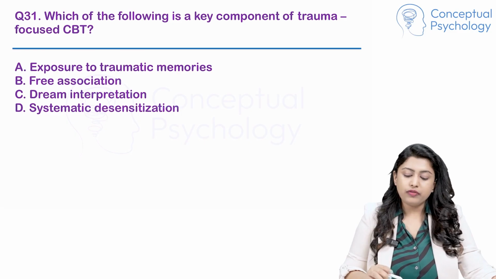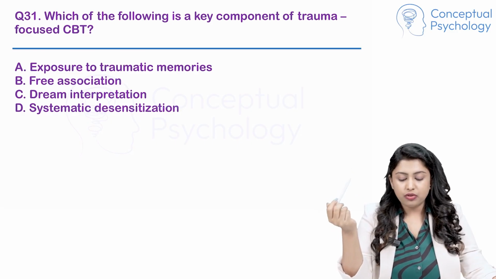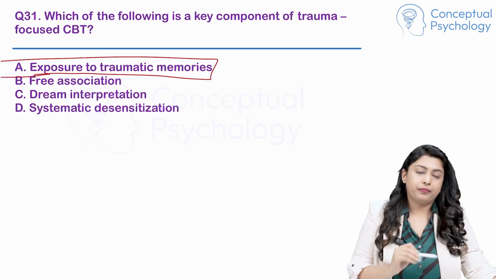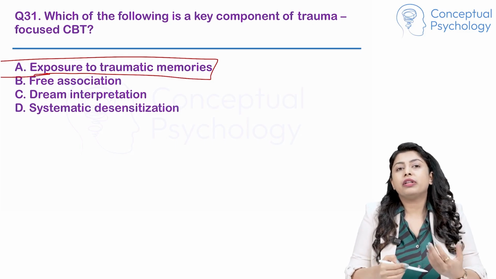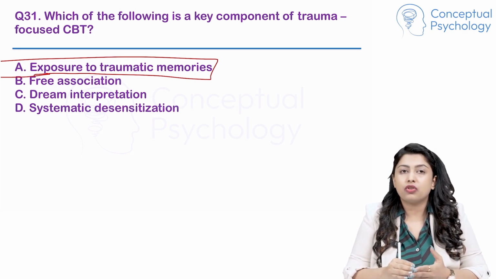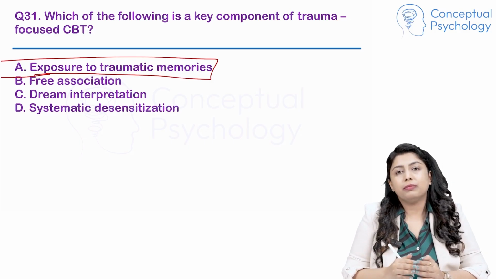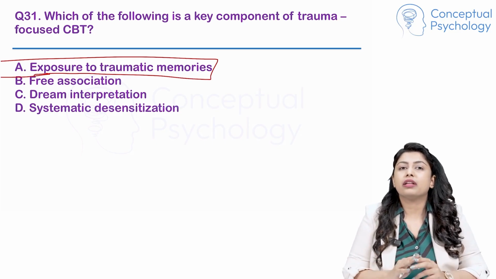Next question. Which of the following is a key component of trauma focused CBT? Exposure to traumatic memories, free association, dream interpretation, or systematic desensitization? A. So the trauma focused CBT includes the gradual therapeutic exposure to traumatic memories, and it helps process the trauma. It reduces avoidance and it decreases the PTSD symptoms. So this exposure is conducted in a very safe, controlled therapeutic environment.